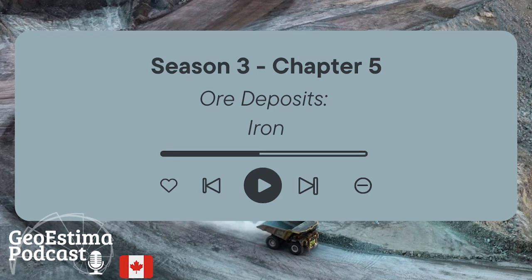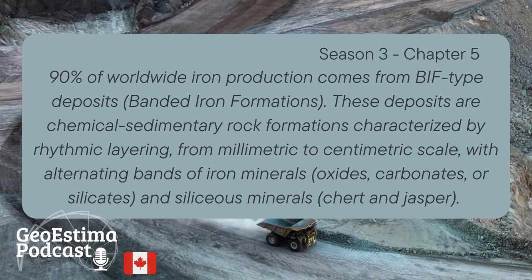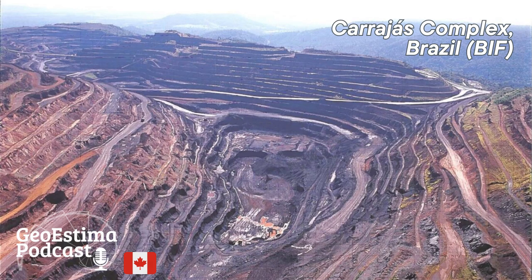Banded iron formations. 90% of worldwide iron production comes from BIF-type deposits, banded iron formations. These deposits are chemical sedimentary rock formations characterized by rhythmic layering, from millimetric to centimetric scale, with alternating bands of iron minerals, oxides, carbonates, or silicates, and siliceous minerals, chert and jasper. They are predominantly late Archean to Paleoproterozoic age, 3.0 to 1.8 giga-annum, and formed in marine basins.